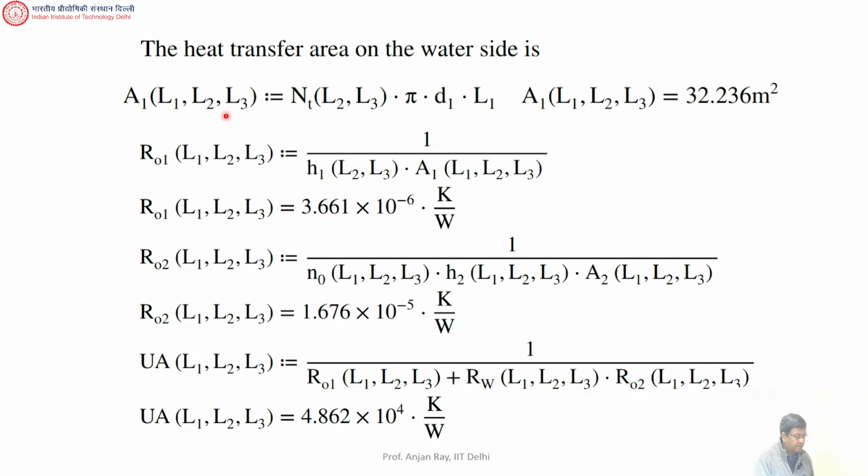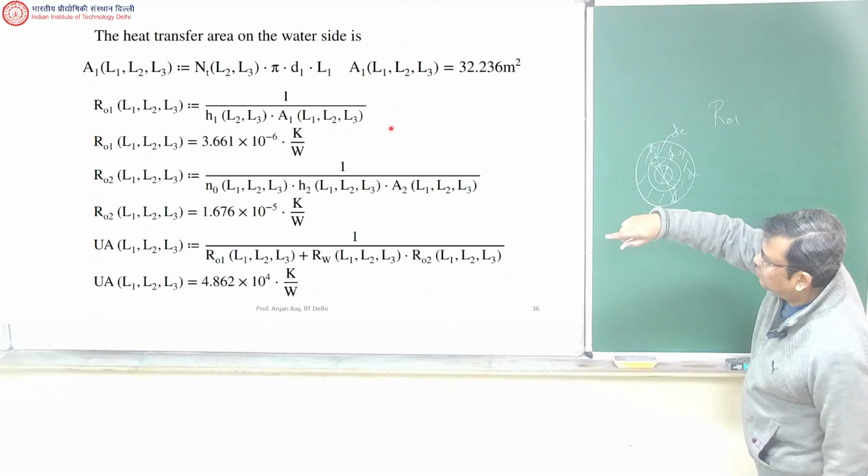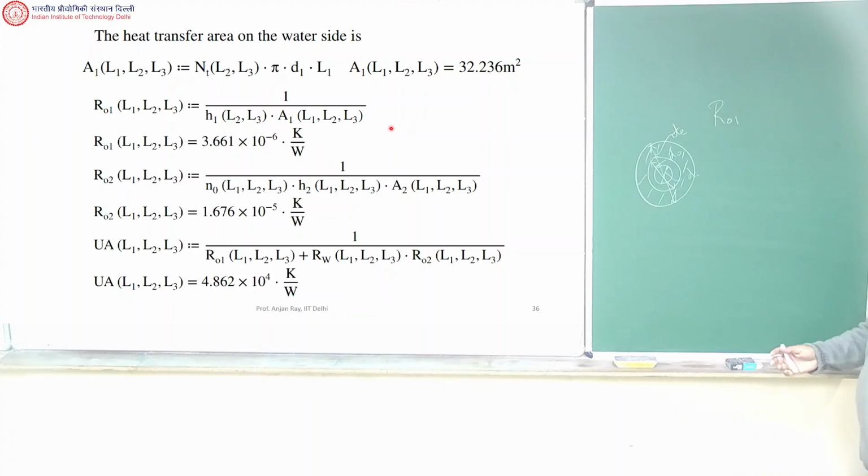Ultimately, this is A1, and A1 is the number of tubes multiplied by the individual tube surface area. And then you have all these resistances. So this looks a little clumsy, but basically RO1 is nothing but RO1. Just disregard whatever is there within brackets. Brackets show RO1 within brackets L1, L2, L3. They just show dependencies, but you know the dependence. So you don't have to bother so much.